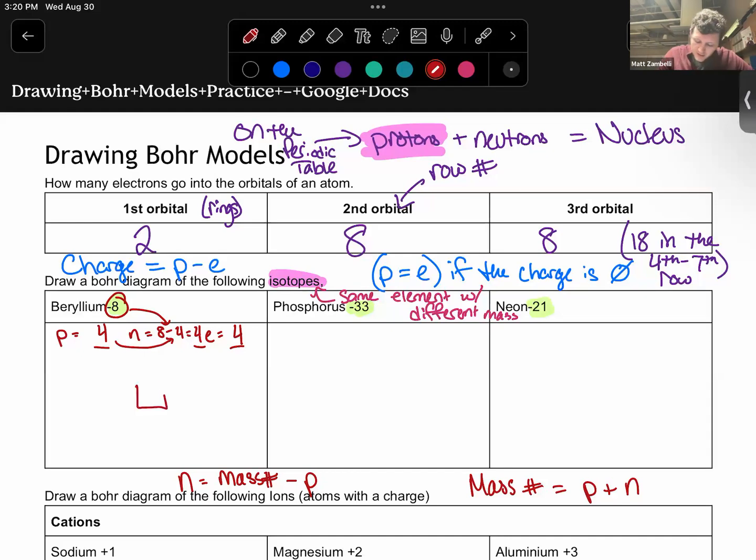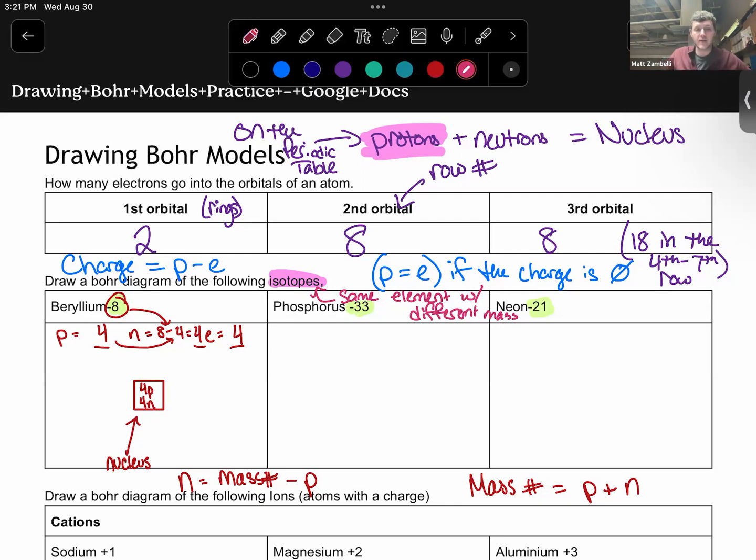So instead, I'm going to draw a little box. And my box is going to be my nucleus. And in my box, I'm going to put my 4 protons. I'm going to write 4p and my 4 neutrons. I'm going to write 4n. So I got 4 of each. Okay. That's good enough for me. So that's probably good enough for you too.